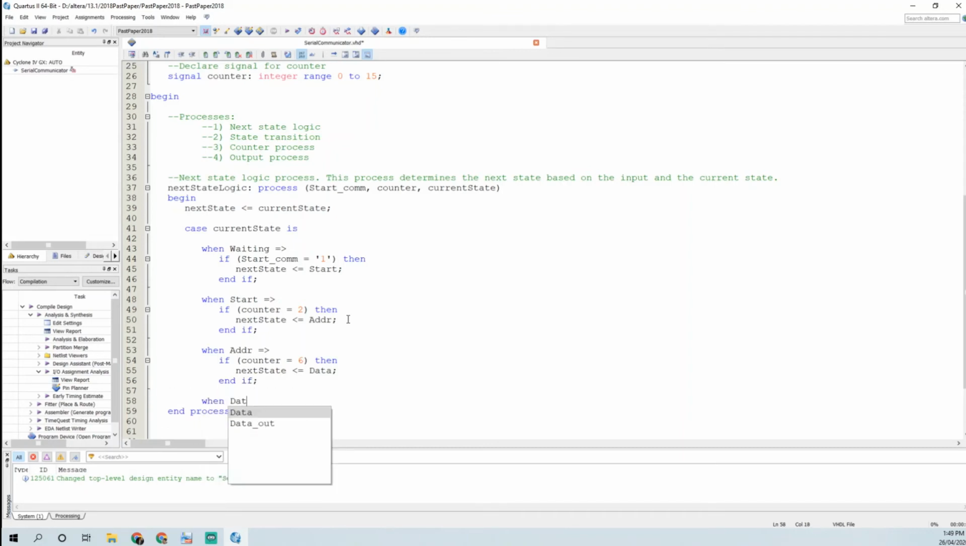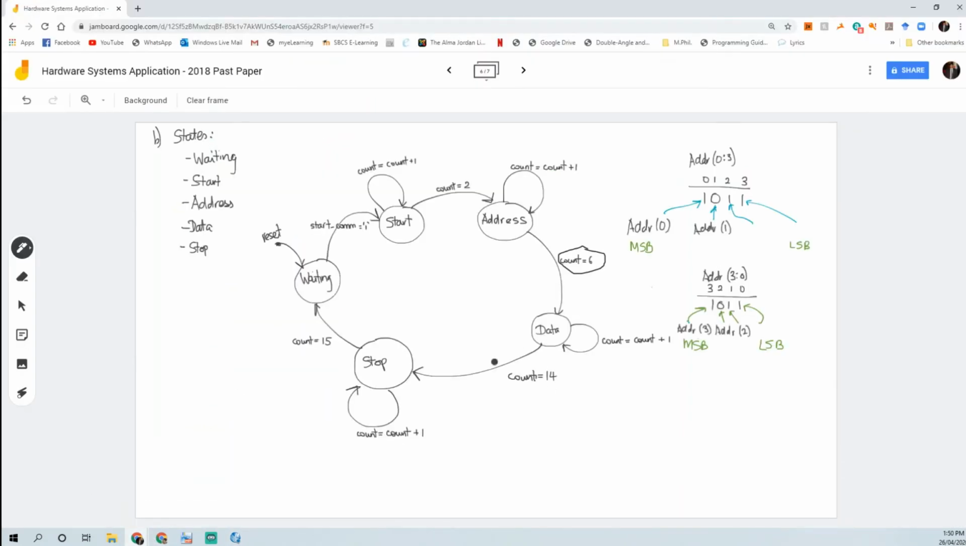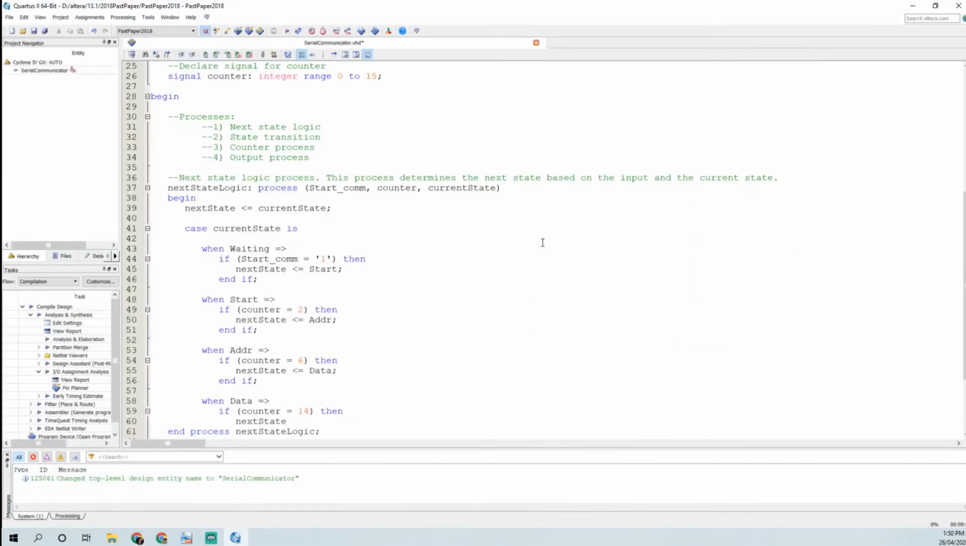When I'm in the data state, then remember my counter needs to count 8 times to signify that on every rising clock edge of the clock, a bit has been transmitted in the parallel data from the parallel data input. So after 8 clock cycles have passed, the counter would have incremented to 14, right? Because 6 plus 8 is equal to 14. So if the counter is equal to 14, then the next state I'm going to go into is my stop state. All right.